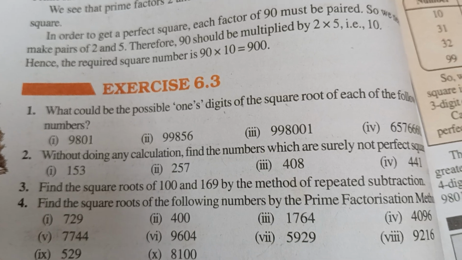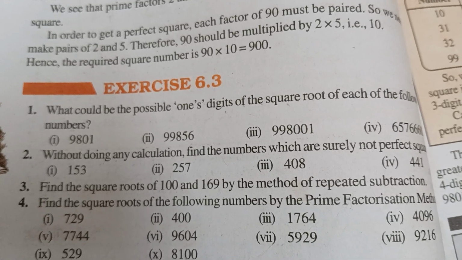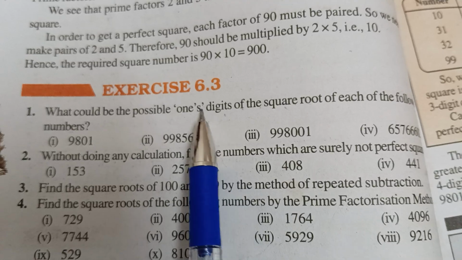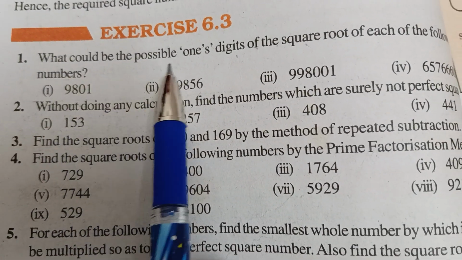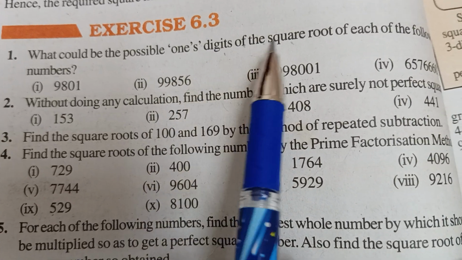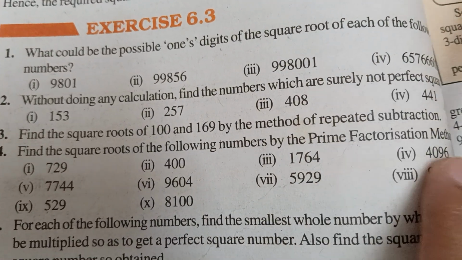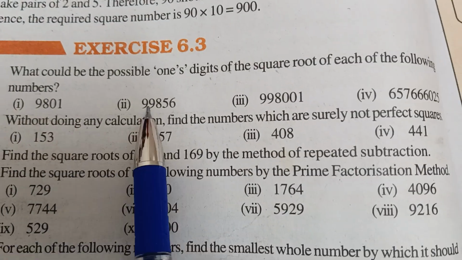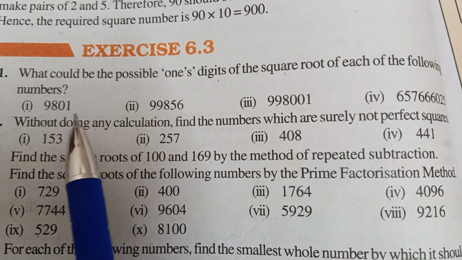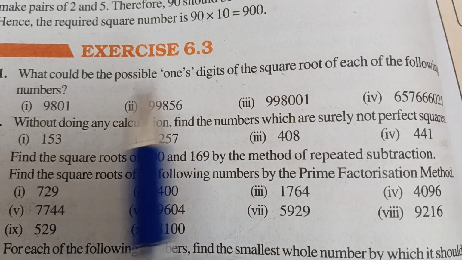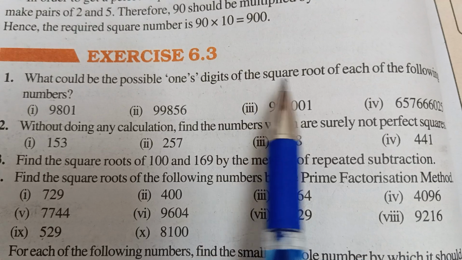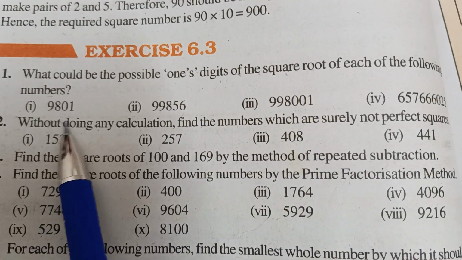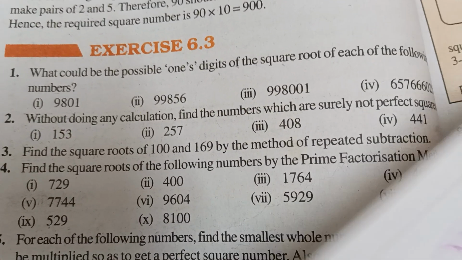So as we have done exercise 6.2 earlier, today I am going to do exercise 6.3. The question is, what could be the possible ones digit of the square root of each of the following? These are the numbers given, and we have to find out what will be the unit digit or ones digit in the square root of the following. We will understand this by considering an example.